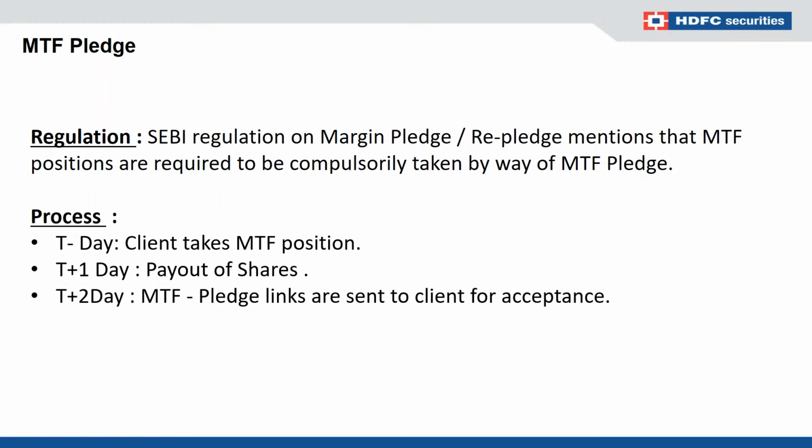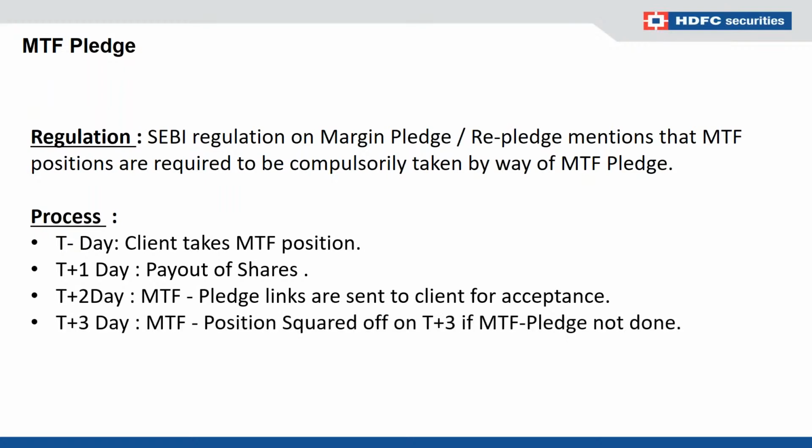Once these links are sent to the customers, they are valid till T plus 2. That is, if the position was taken on Monday, this link will be sent to the customer on Wednesday, and these links are valid only till Wednesday evening 9 p.m. Thereafter, the links will expire and the customer would not be able to accept the link. If the pledge is not accepted, the customer's positions will be squared off. This is as per the guidelines.